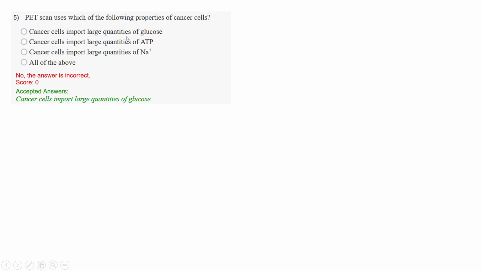That is, cancer cells import large quantities of glucose. So radioactive glucose will be taken up, and we can detect that by brain scanning images. In the brain, we can detect the level of glucose. Apart from the brain, in the other organs we can also detect radioactive emission, that is, detecting the radioactivity.